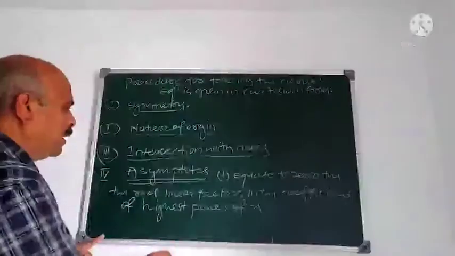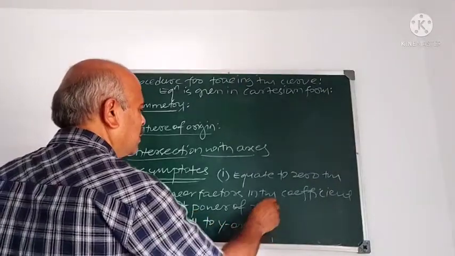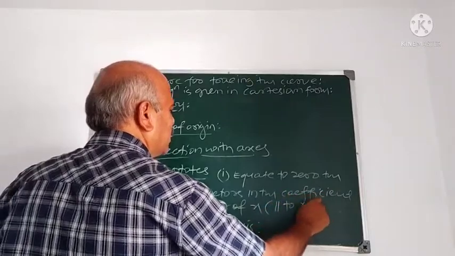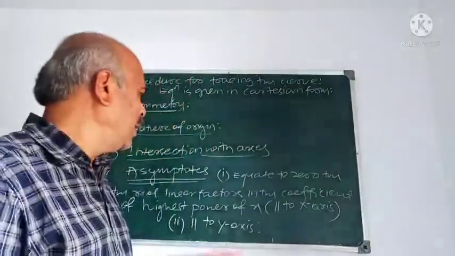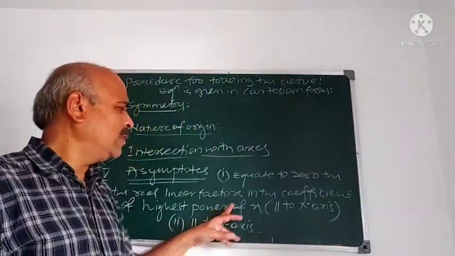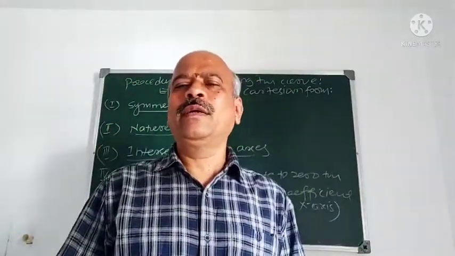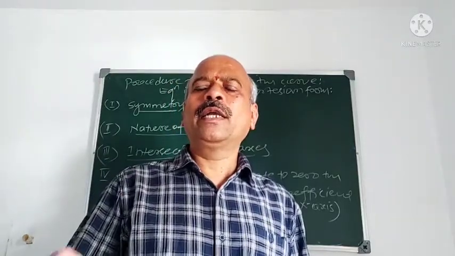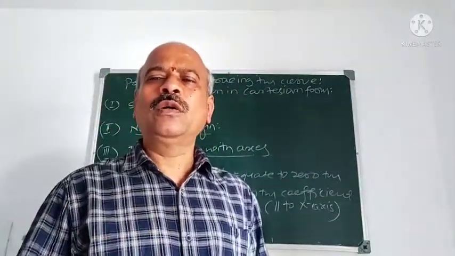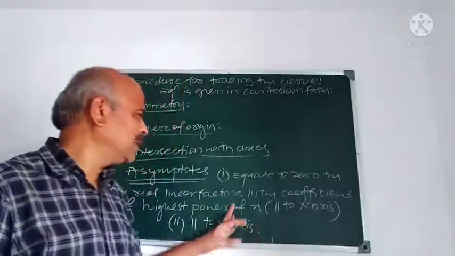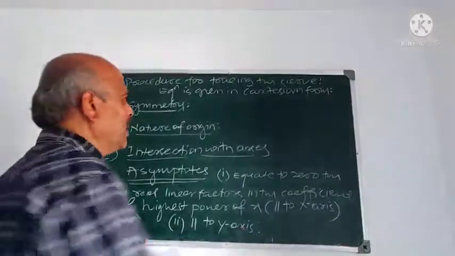Similarly, asymptote parallel to the y-axis. Asymptotes parallel to the y-axis are obtained by equating to 0 the real linear factors in the coefficient of the highest power of y. You have to collect the highest power of y on one side and take the linear coefficients that are real, if any, and equate them to 0. You will get asymptotes parallel to the y-axis and x-axis. This is the procedure. And finally, you have to see the region.